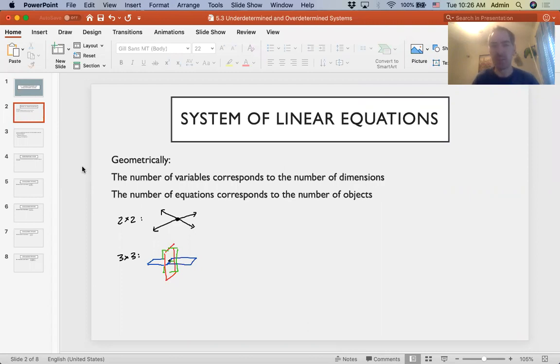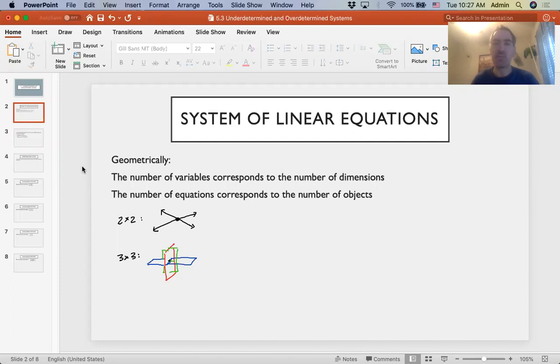Now, geometrically, the number of variables that we have, x, y, z, corresponds to the number of dimensions that we have. So if we're in 2 dimensions, if we have an x and a y, that corresponds to a line. If we have 3 variables, x, y, z, then we're in 3 dimensions, and we're working in terms of a plane. The number of equations corresponds to the number of objects.